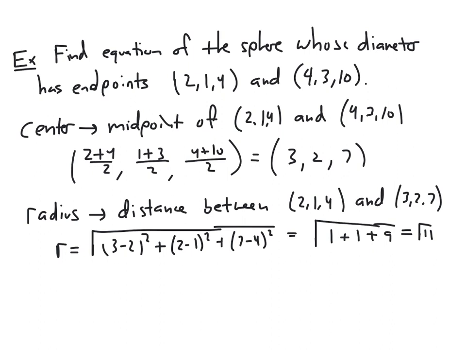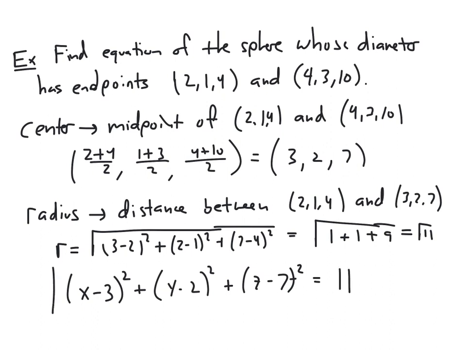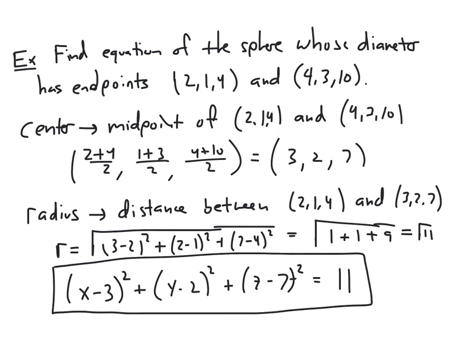So the equation of our sphere is going to be (x - 3) squared plus (y - 2) squared plus (z - 7) squared, and it has to equal the radius squared. So it's going to equal 11, not the square root of 11. Right? And there is the equation of our desired sphere.